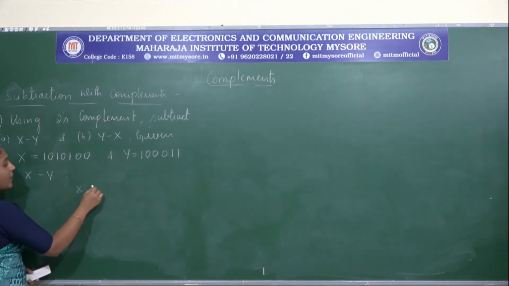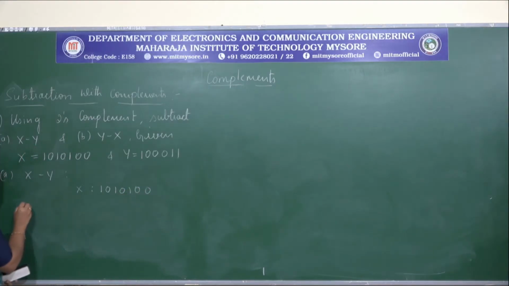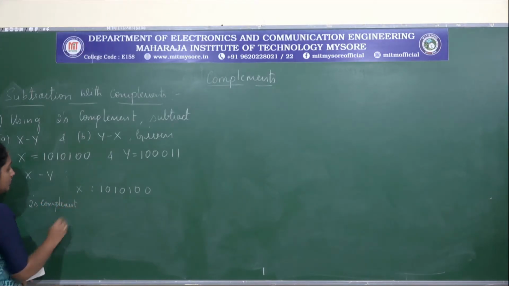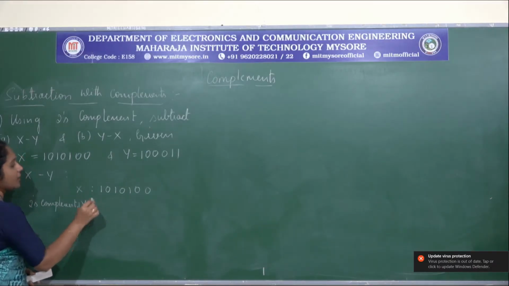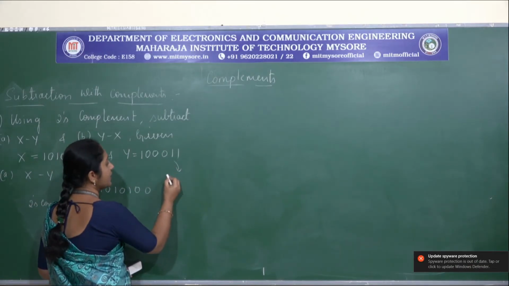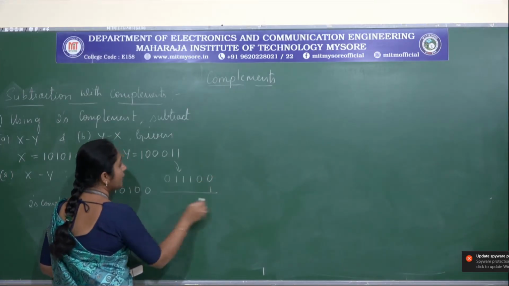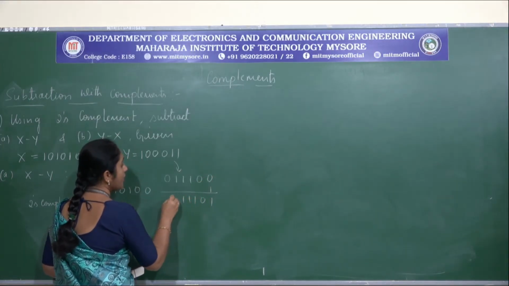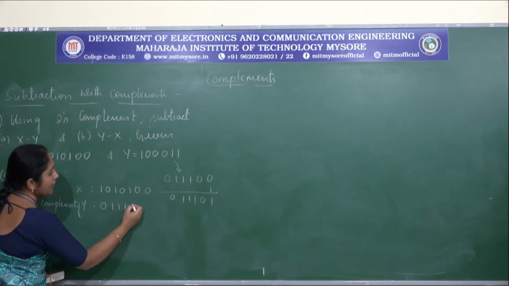First we need to consider the first operand as it is, 101100. Next we need to consider the second operand, but it should be in 2's complement format, the 2's complement of y. So we need to consider the 2's complement of this. What is the 2's complement? First let us write the 1's complement, 0111 00, plus 1 will give you the 2's complement of the second operand. The 2's complement of the second operand, 0111.